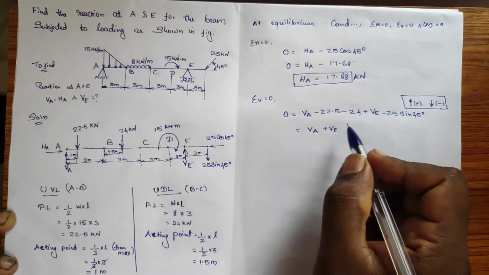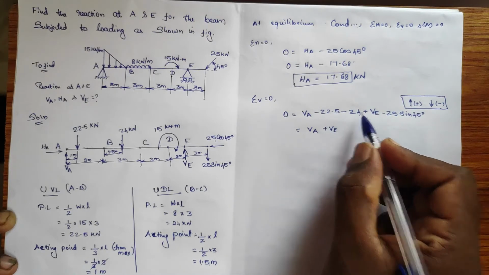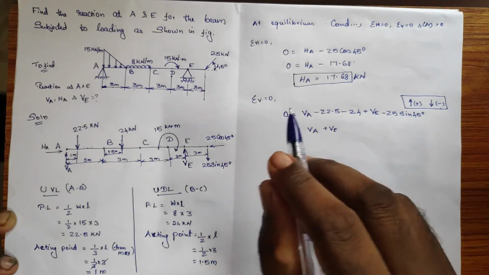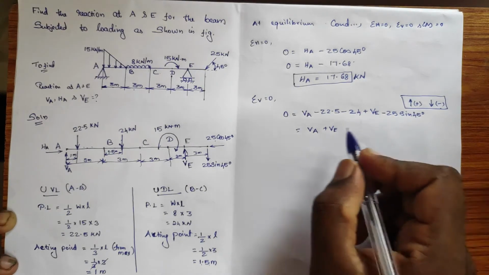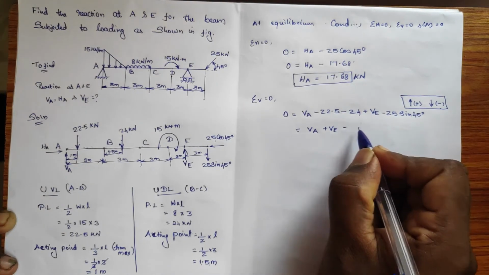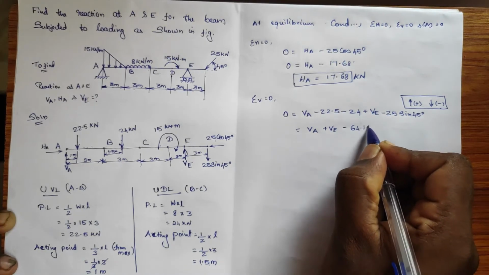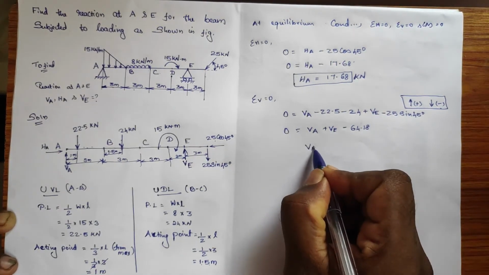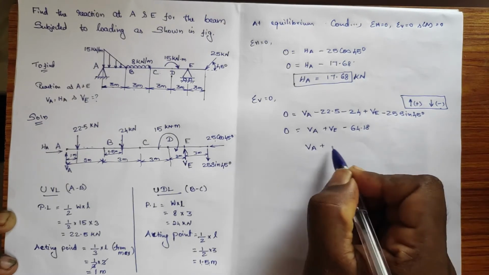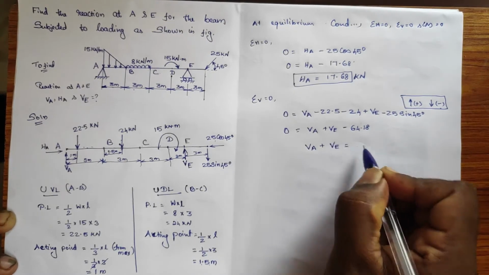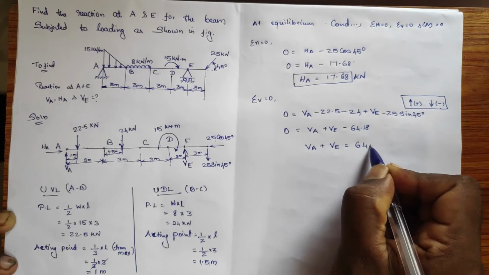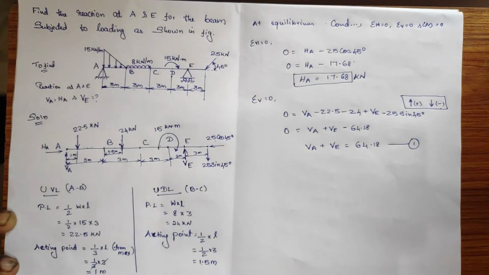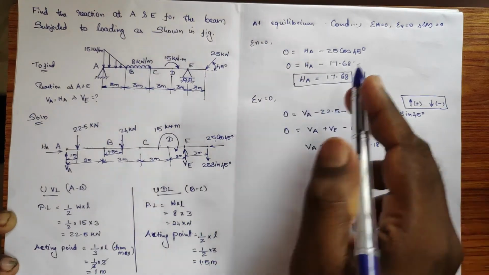Just put it in the calculator: minus 22.5 minus 24 minus 25 into sine 45 degree. You will get minus 64.18. Now you can bring it to the equation format: VA plus VE is equal to 64.18. We can take this as the first equation, right? So let's move to the next step.